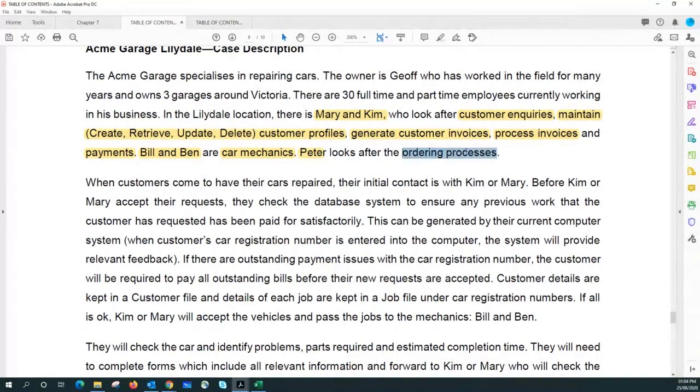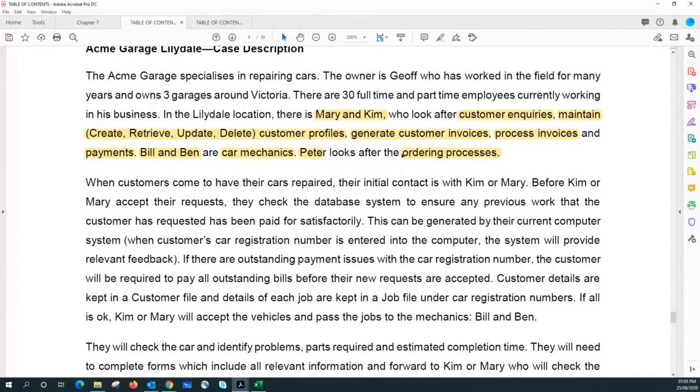They are doing the ordering process. What do you mean by the ordering process? They are the ones contacting the suppliers, and the inventory ordering is handled by Peter, right?